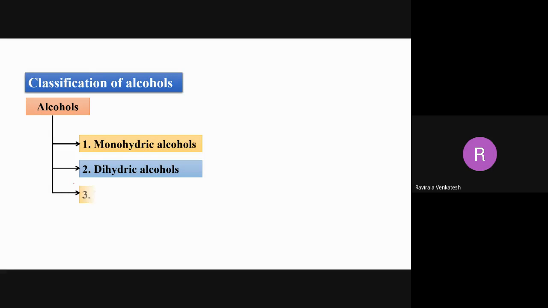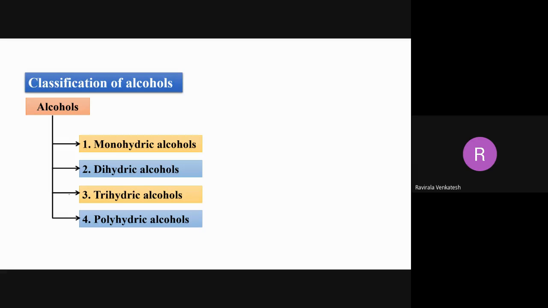Monohydric alcohols, dihydric alcohols, trihydric alcohols, polyhydric alcohols. Monohydric alcohol means one having only one OH. The number of OH groups in the molecule is how many? Only one. In dihydric, the number of OH groups in the given molecule will be 2 OH. Here it will be 3 OH. Here it will be n OH. This is the meaning of mono, di, tri, polyhydric alcohols.